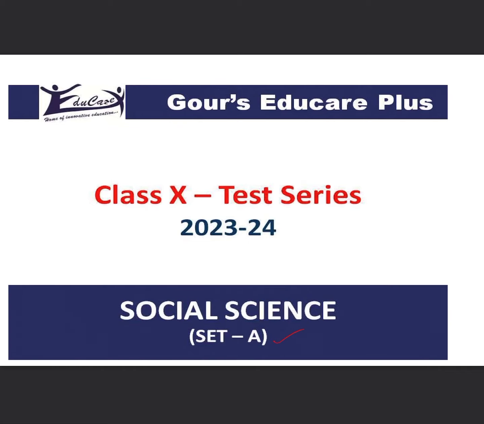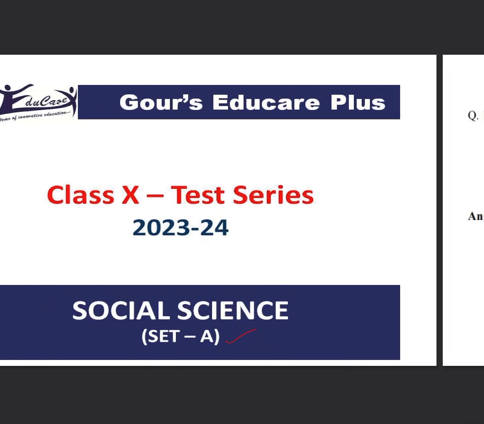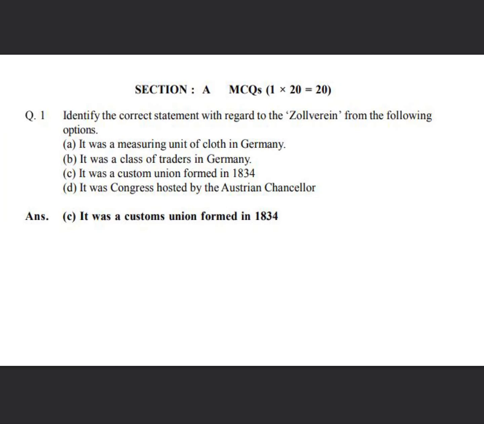As you all have completed your set A for the test series of social studies, now we will be looking at the questions and answers. We will be starting with section A, that is MCQ type questions. There are 20 MCQs. We will start with number one.